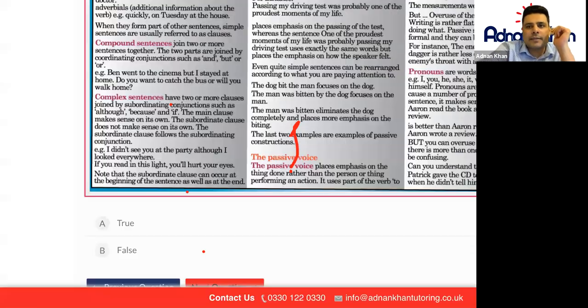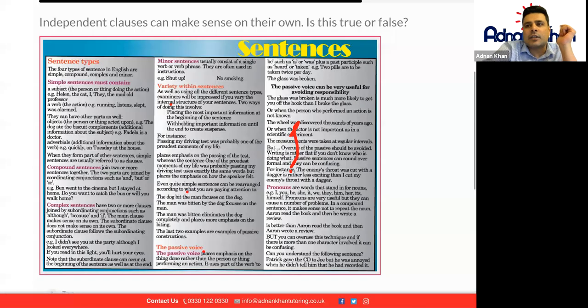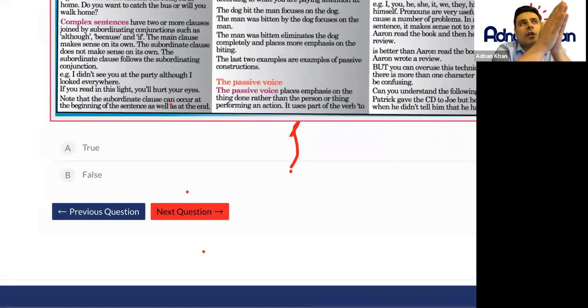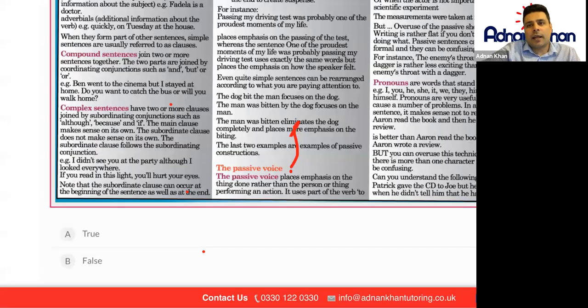So in this case, independent clauses can make sense on their own. So in other words, an independent clause is a clause that just by itself makes sense, and you do not need to add another phrase or a clause at the end. So a clause is basically a phrase. Phrase means a few words. All right. So if you had a standalone independent clause, independent means stand alone, stand on your two feet, stand by yourself. So an independent clause can make sense on its own, so it will be true in this case, okay? Let's just do one more.